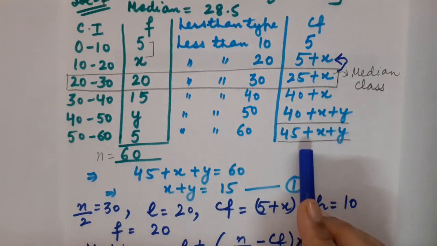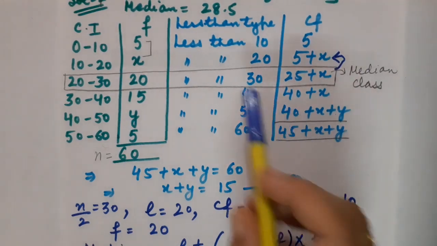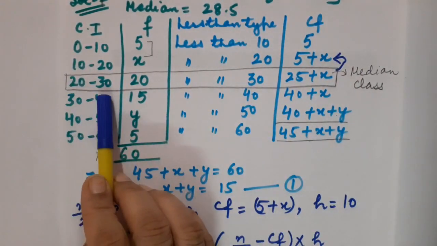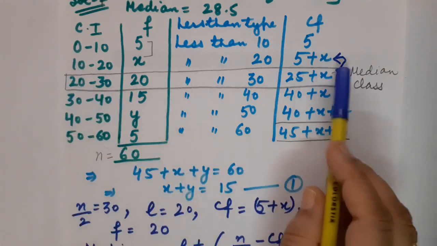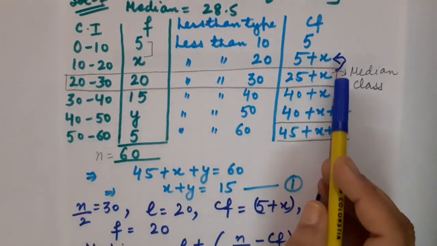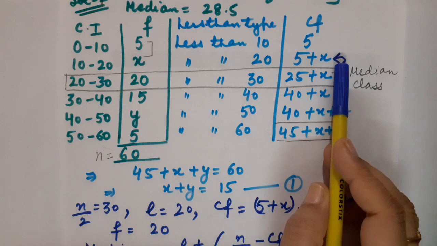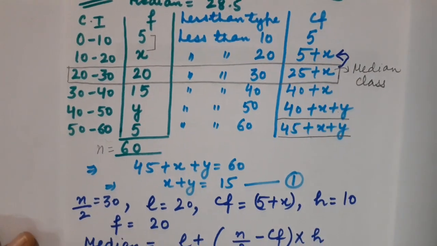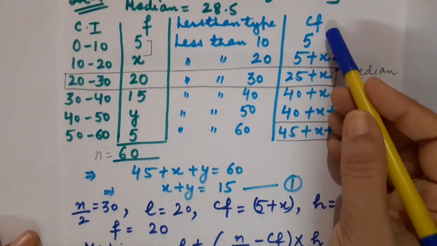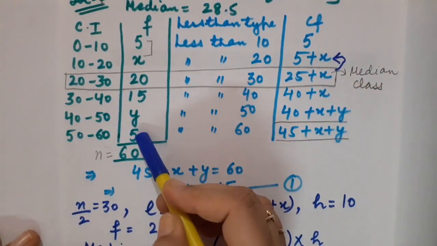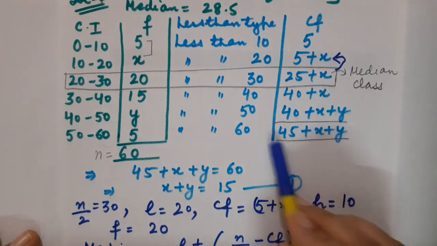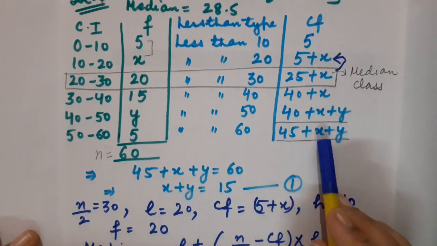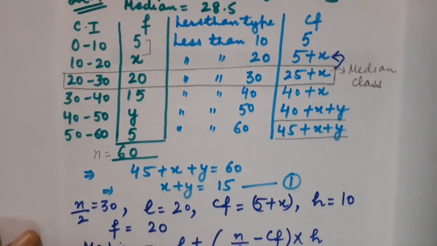In it, children, you are not supposed to calculate n by 2. In fact, you are supposed to use this median. 28.5 lies in the interval 20 to 30. So this would be chosen as median class. And the preceding term in cumulative frequency of the median class will be chosen as CF. Whatever is the sum of all the frequencies, that is always the last term of cumulative frequency in less than type. So 45 plus x plus y must be equal to 60.